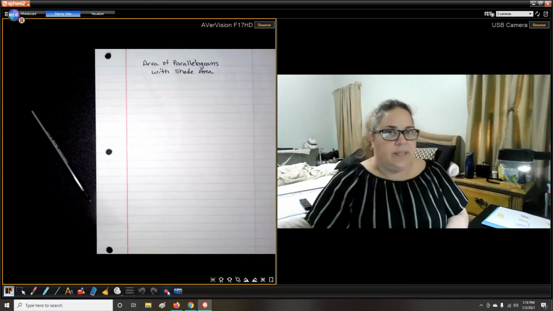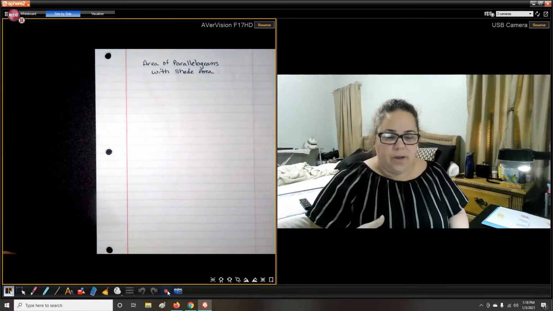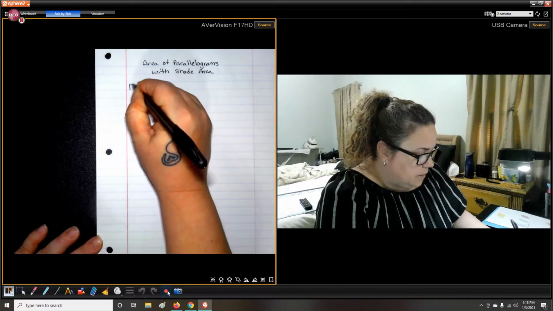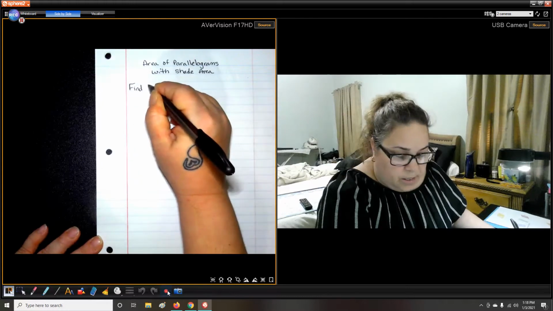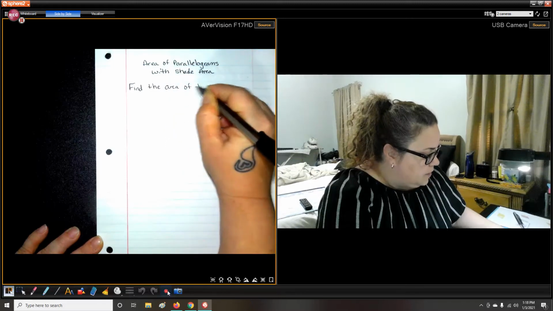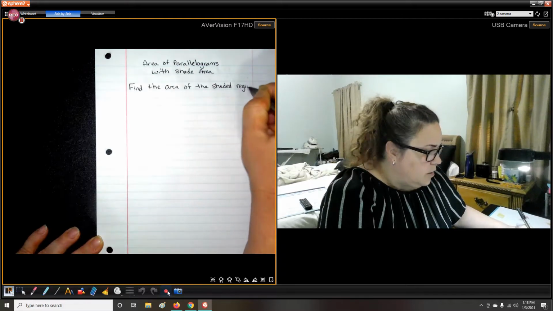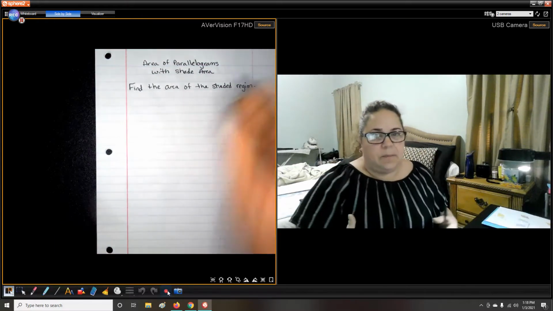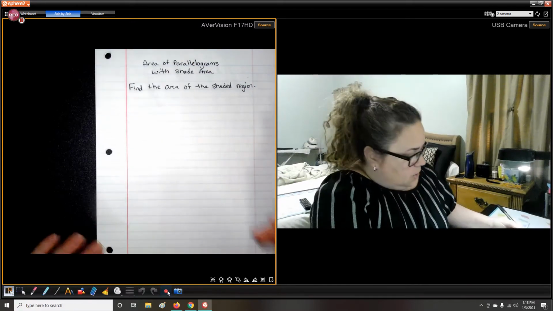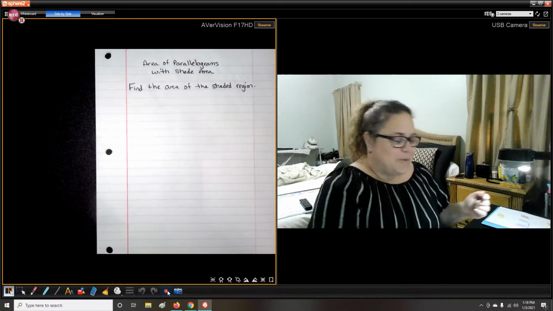We're going to dig right in with an example, because the best way to understand it is to see an example. So for our example, this is how you would see these problems worded. Find the area of the shaded region. And by region, all they basically mean is the shaded area, the region of the shape that is shaded, okay? So let's make sure that if I'm writing, you're writing. I say that all the time, right?